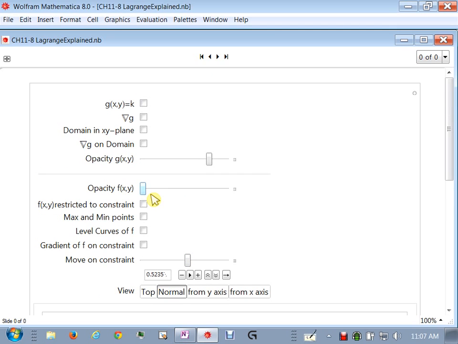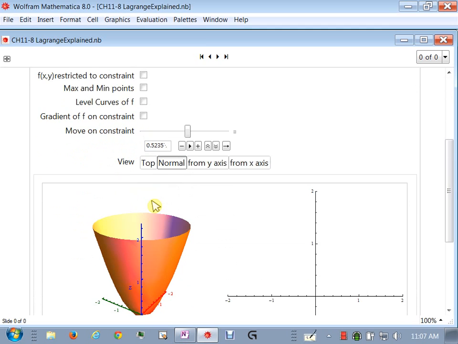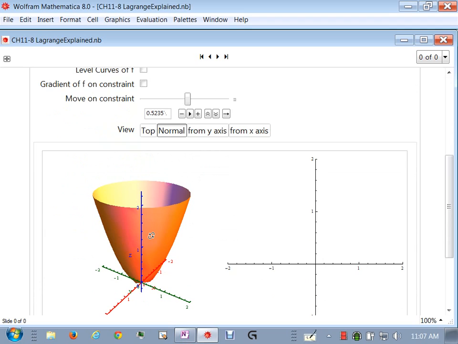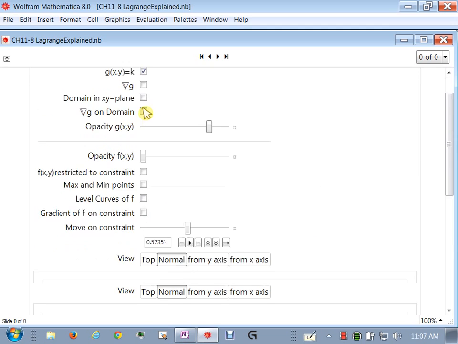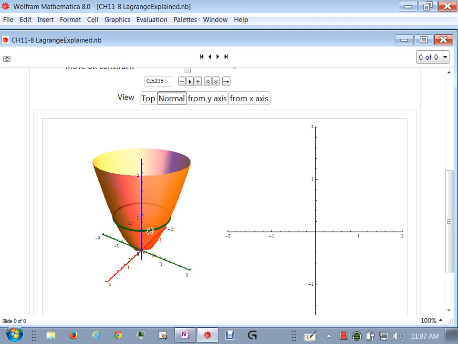First of all, we have f of x, y, right, which is our surface. And we are going to constrain it using this equation, g of x, y equals k. So the first thing I have in this picture is g of x, y. G of x, y is just another surface, okay? Now, if I say let g of x, y be equal to k, then what I'm doing is getting a level curve off of that surface. All right, a level curve.